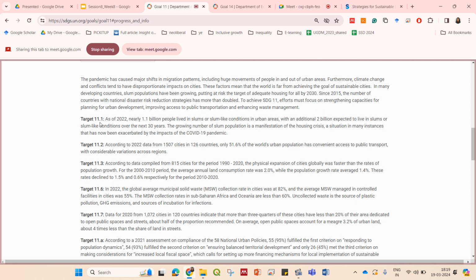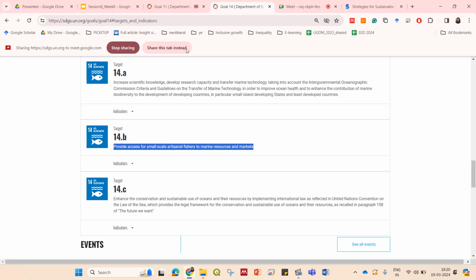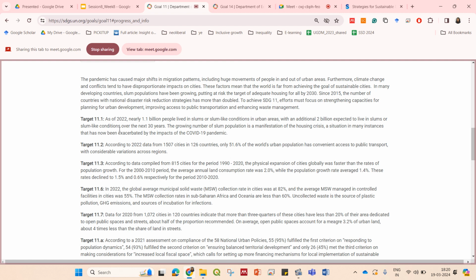So forgetting about 11.1, we can see that the progress info on target 11.2 is that from 1507 cities that were studied in 126 countries, only 51.6% of the world's urban population has convenient access to public transport, with considerable variation across regions. That means a lot of developed countries, or countries with greater resources, have better access to public transport as compared to regions which are relatively less developed across the globe.